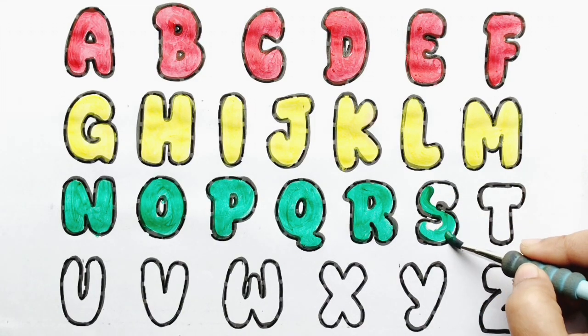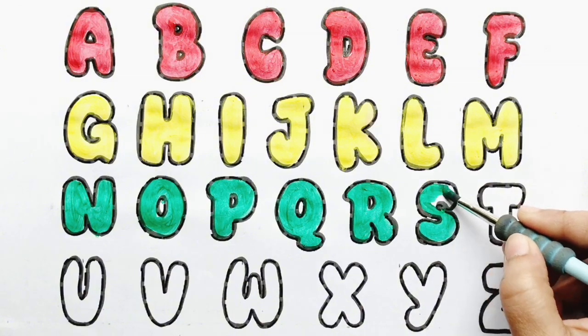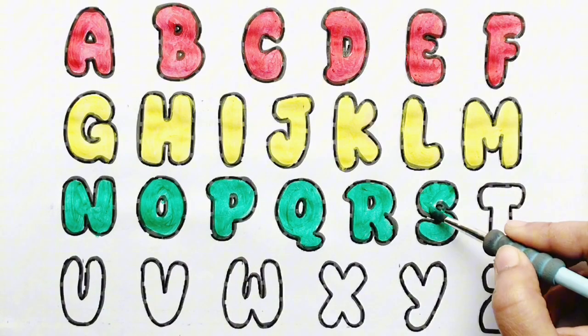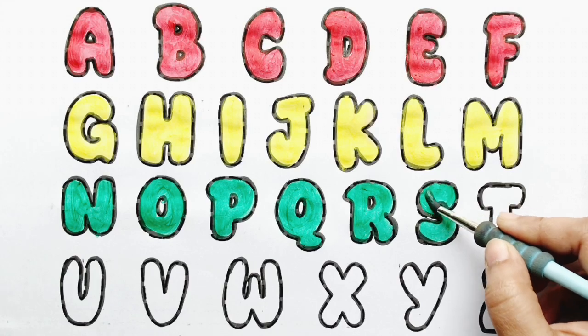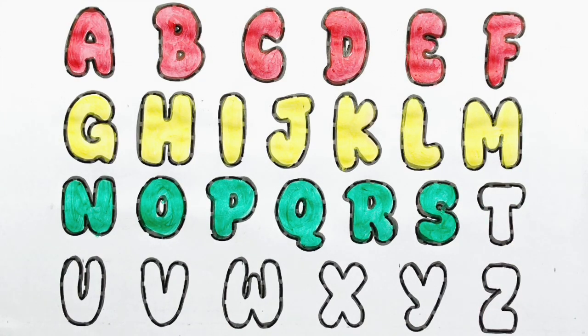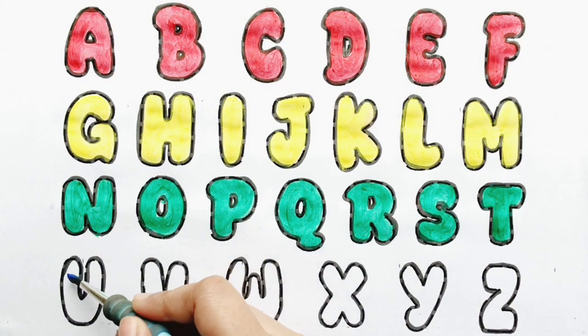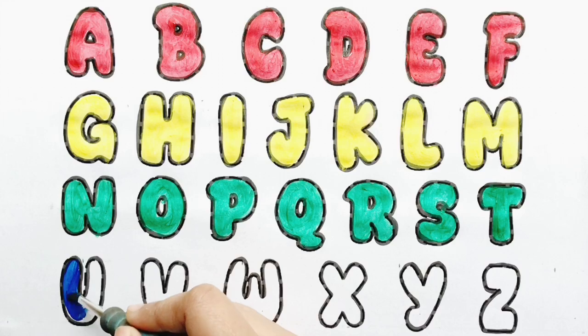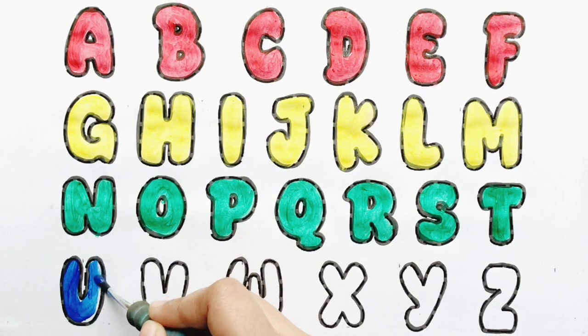A, B, C, count the rhythm and 1, 2, 3, we're singing all together. T for Tiger. Blue color. U for Unicorn. 1, 2, 3, we're singing all together.